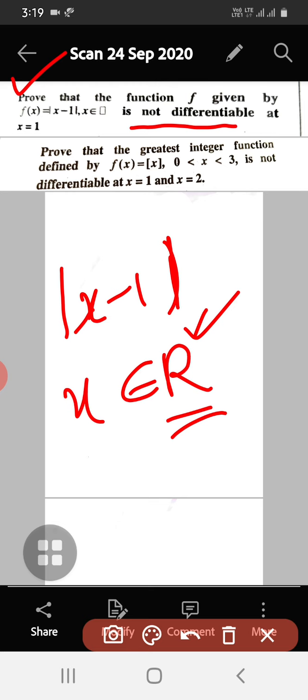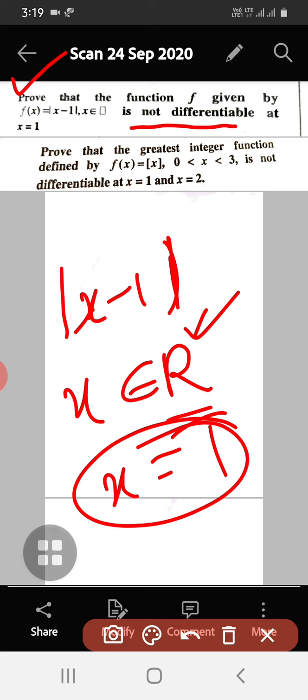Now I am going to consider the first problem. We have to prove that mod of x minus 1 is not differentiable at x is equal to 1. Observe carefully what I am saying. I am going to upload some of the video classes after this class. You add these two problems to that list after observing the videos. So let us consider the problem here.